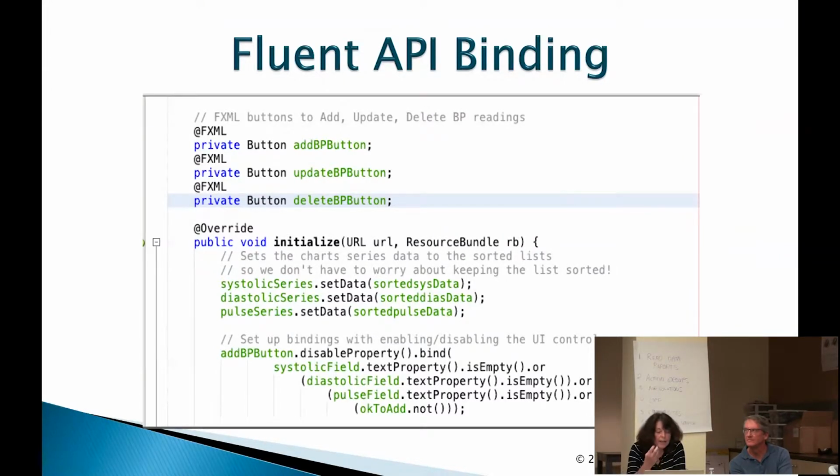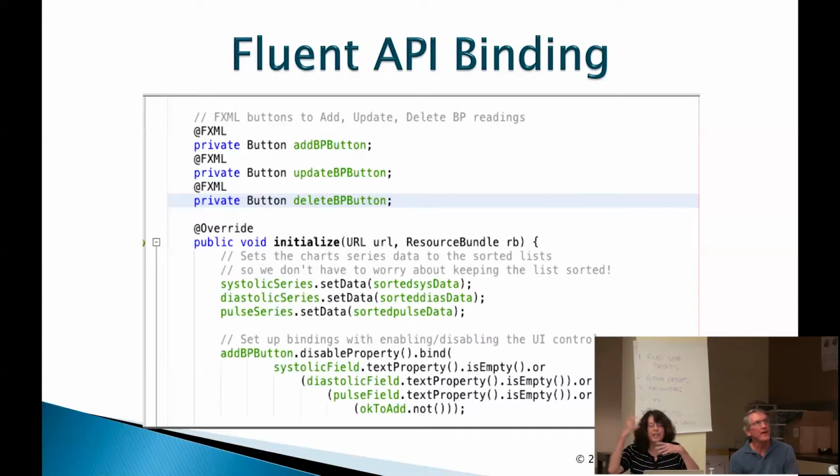if any of those things are true, then the disabled property is true. And if they're all filled, then the disabled property will be false, and the button will be enabled. Basically it means that all of the text property fields have to be filled in, and it has to be okay to add.